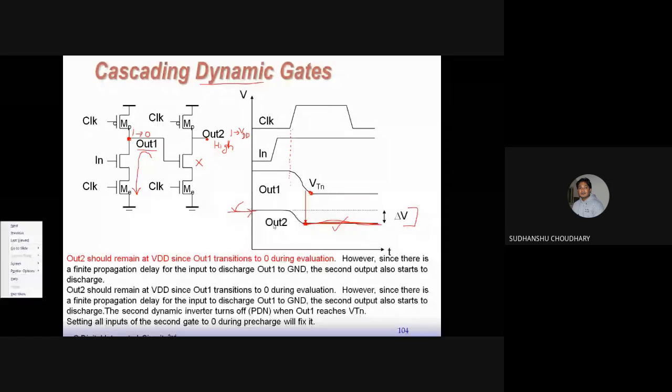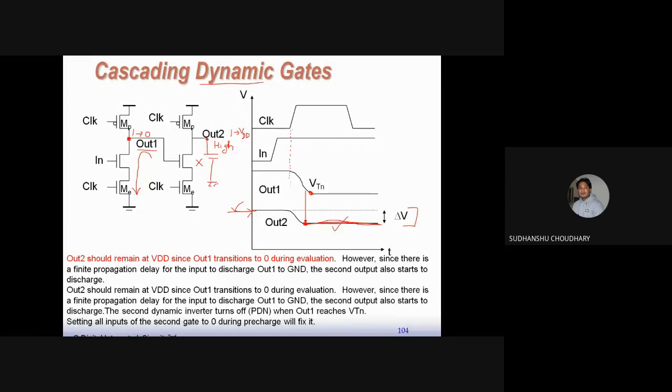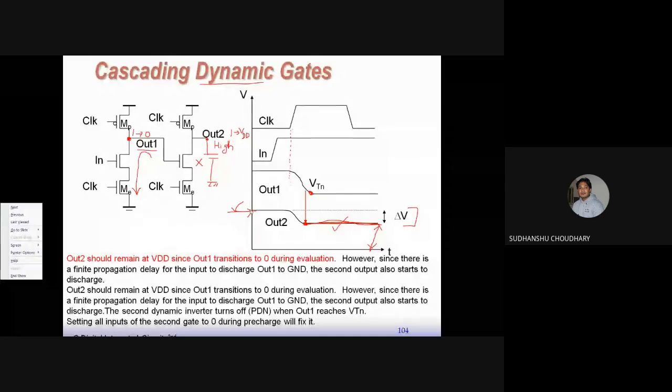Because whatever refreshing you do to the capacitance existing over here, you will try to refresh it by some clock. So that capacitor will hold only this much charge, that is this much voltage only. So this is lost. The actual output levels are lost. This is one of the problems of the dynamic gates.